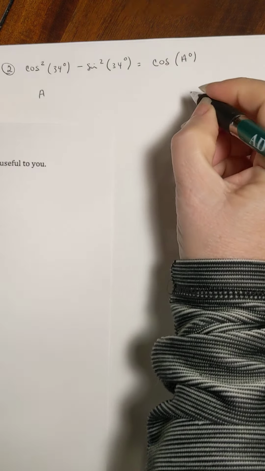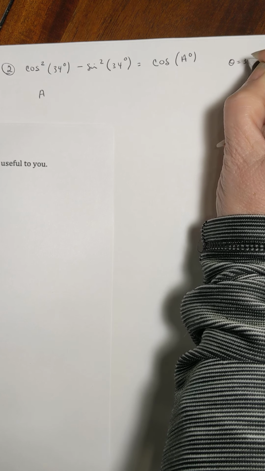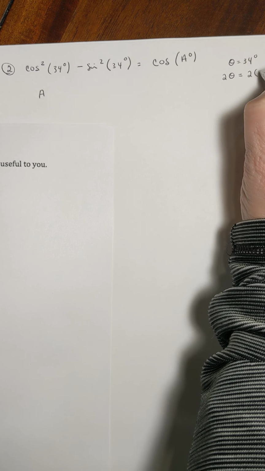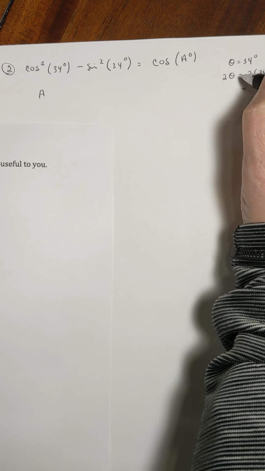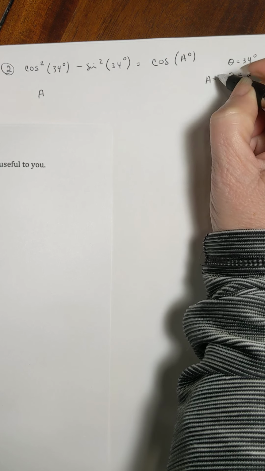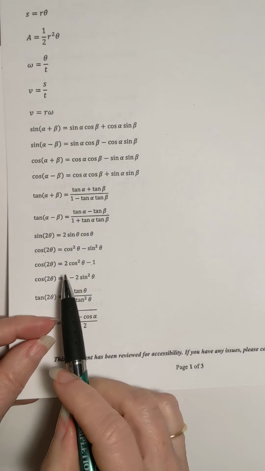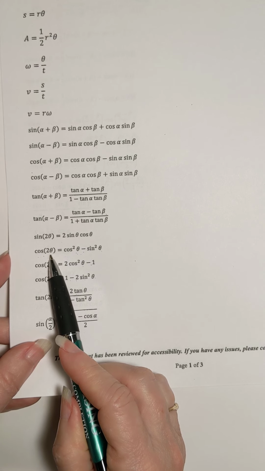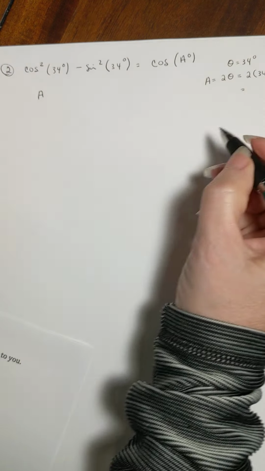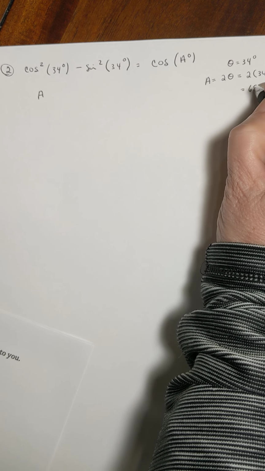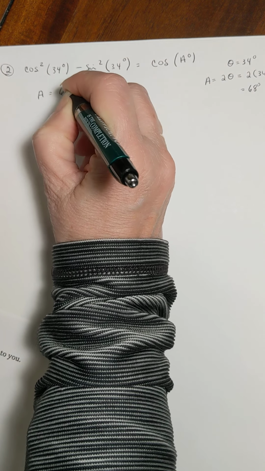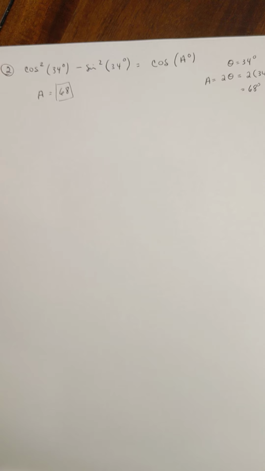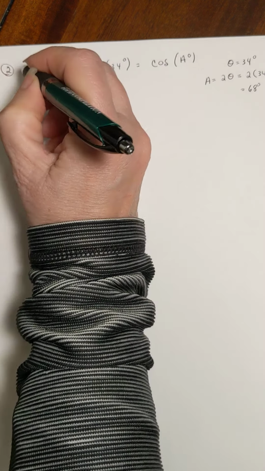So here, notice theta is 34 degrees, and so 2 theta would be equal to 2 times 34 degrees. And so A is where the 2 theta goes. Do you see that? So cosine squared of theta minus sine squared of theta is equal to cosine of 2 theta. Right? So I would say that this is 68 degrees. So A would be equal to 68. And they already have the degrees written for you, so you just have to put 68 in the box. All right, and then that was part A.